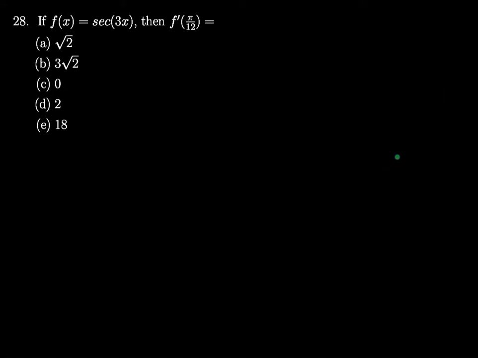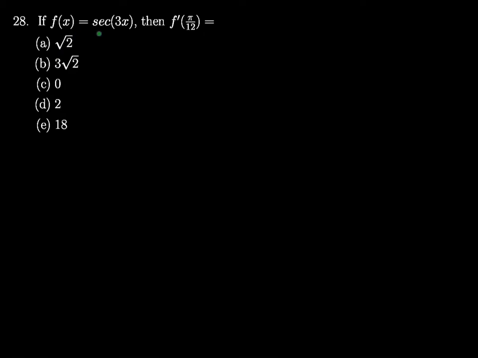Alright, problem 28. Last, no calculator, multiple choice problem. Look and see, if f of x equals secant of 3x, then f prime of pi over 12 equals what? So it's just find a derivative, evaluate a derivative. A whole lot nicer than all that integration garbage we were doing. So I look at this.